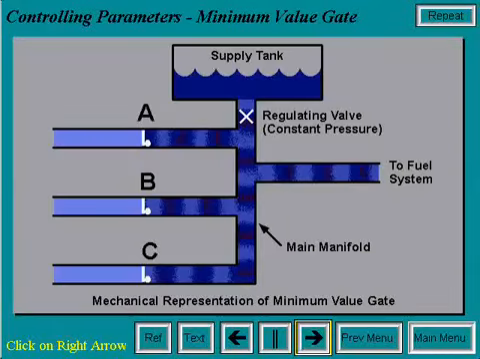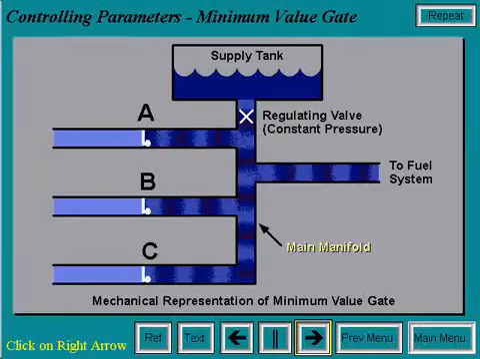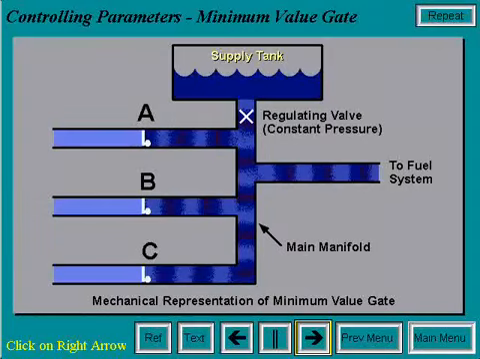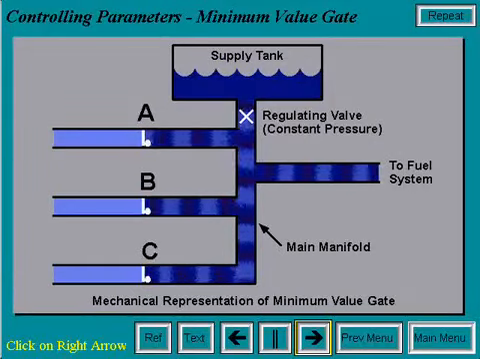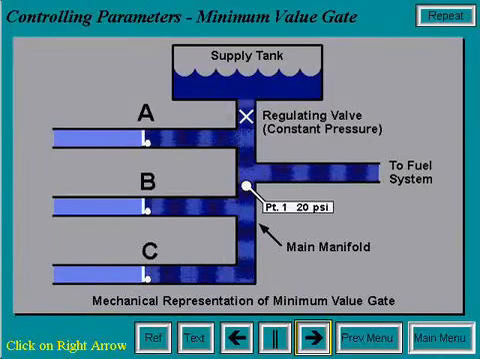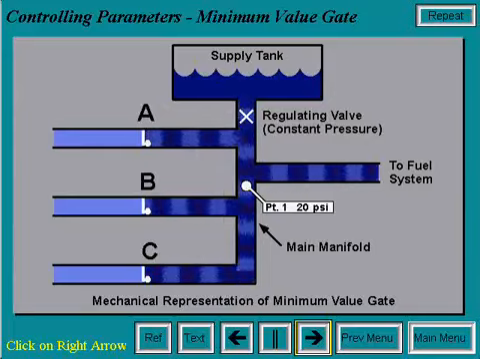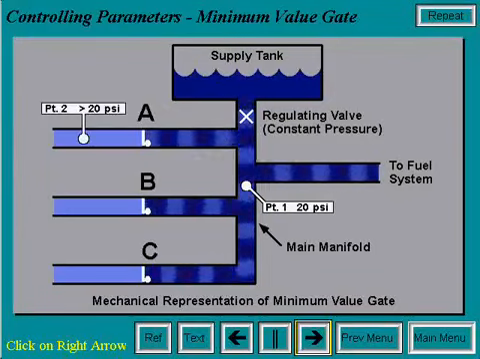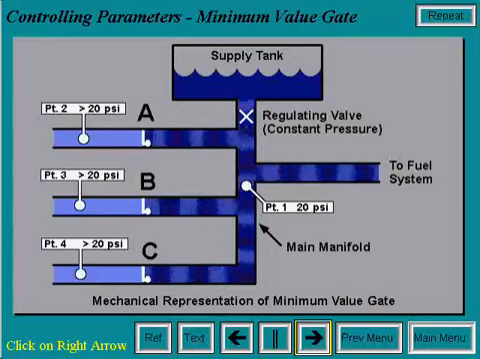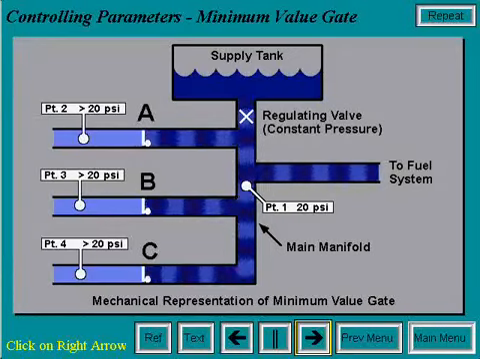To give you a mechanical analogy, check valves behave the same way as diodes in electrical systems. In this analogy, a fixed pressure to the main manifold is provided by the supply tank. The pressure at the main manifold can be regulated by the check valves A, B, or C. For example, the pressure at point 1 is considered constant at 20 psi. If the pressure at points 2, 3, and 4 are higher than 20 psi, then there will be no control of the pressure at the main manifold.